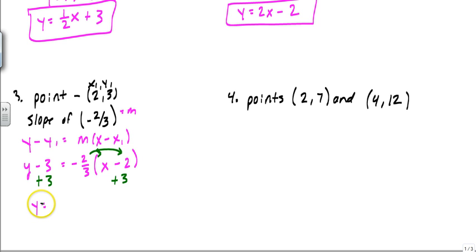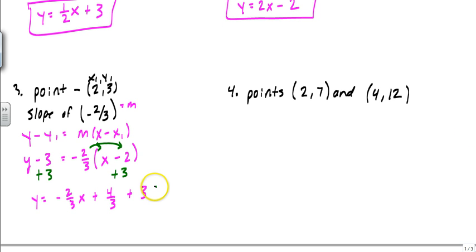So it's going to be y equals negative 2/3 x plus, because it's a negative times a negative, 4/3 plus my 3. And now I have to add these numbers together, so I have to find a common denominator here. This 3 becomes 9/3. So this is y equals negative 2/3 x plus 9/3. And that is my final answer.